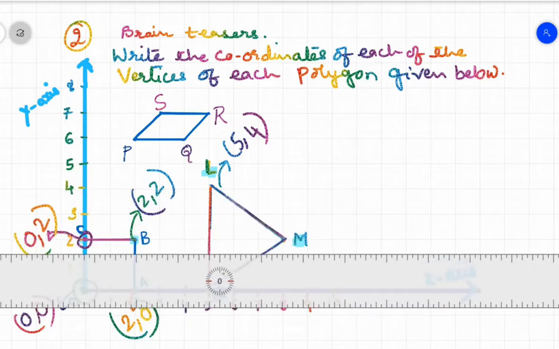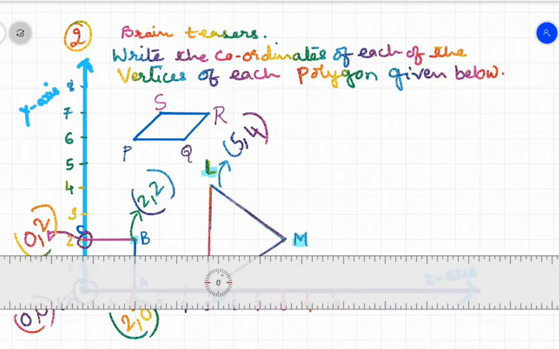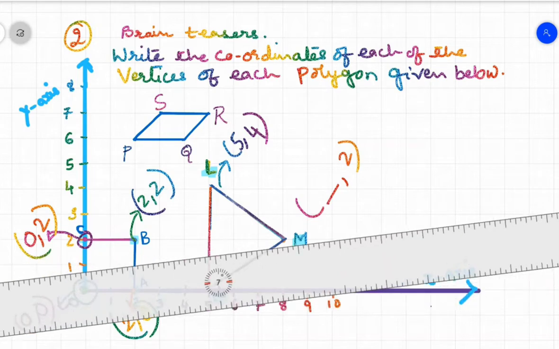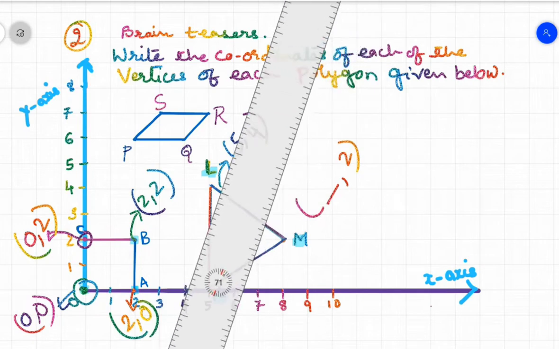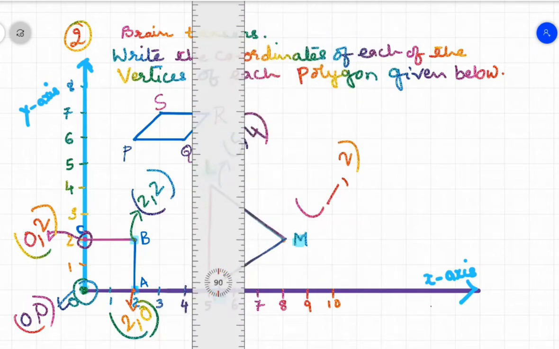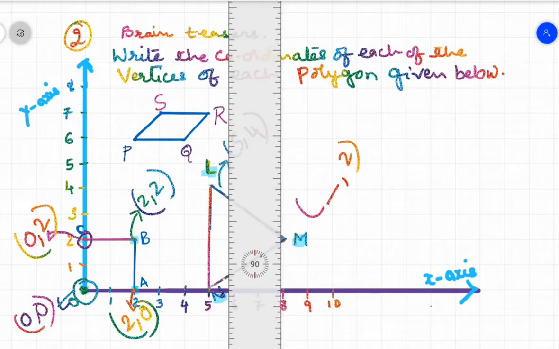Now see what your M is. See, its y coordinate is 2. You can clearly see from here that the y coordinate is equal to 2. Now let us see what its x coordinate is. Let us change the scale, and see, it is equal to 8. Okay, so your M is 8 comma 2.